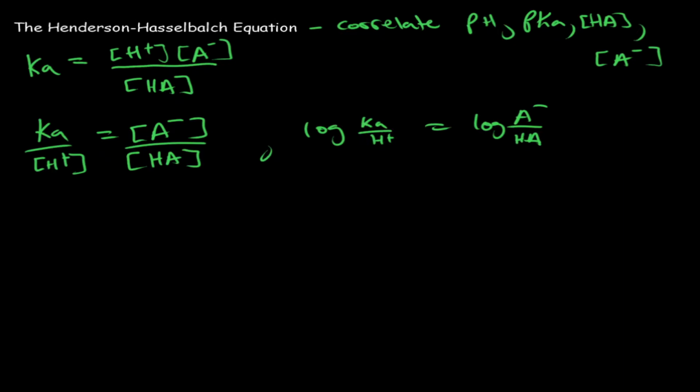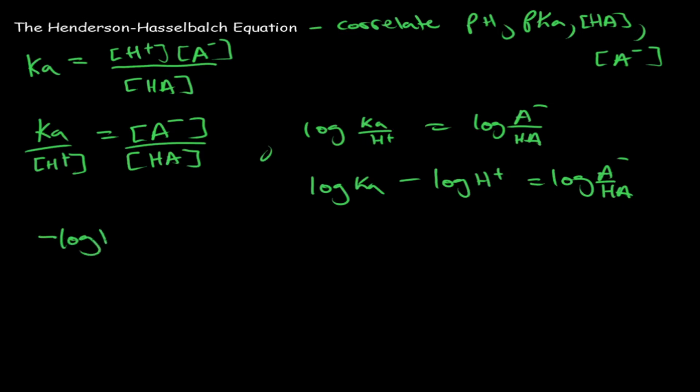We can also expand our left-hand equation and write it as log of Ka minus the log of H plus is equal to the log of A minus over HA. If we bring log of Ka to the right-hand side, we get the equation negative log of H plus is equal to the negative log of Ka plus the log of A minus over HA.